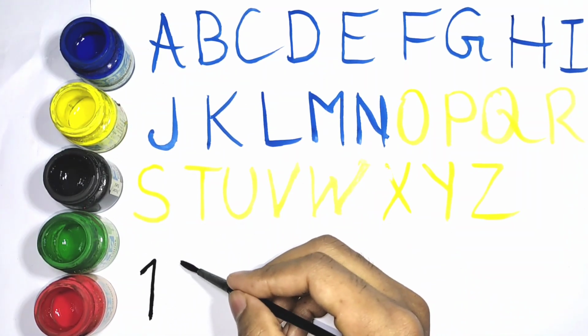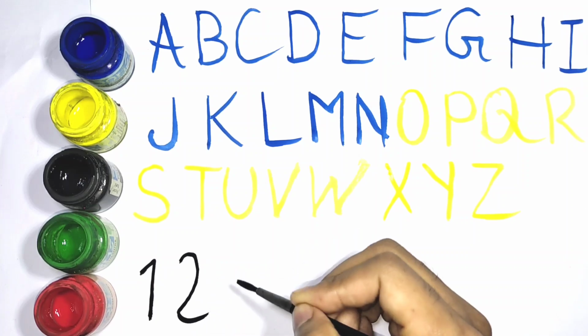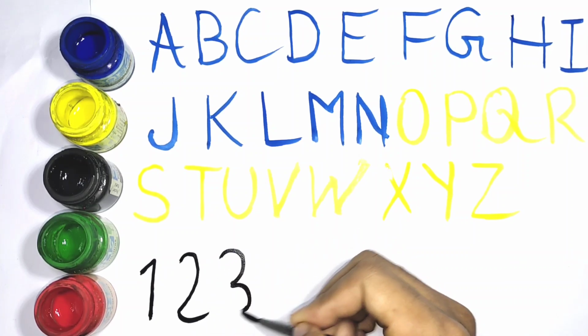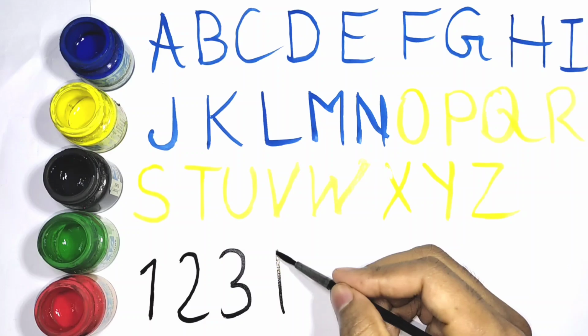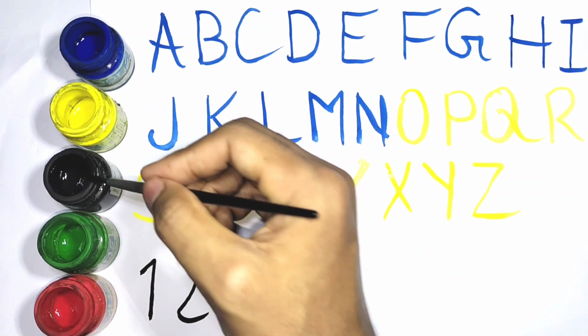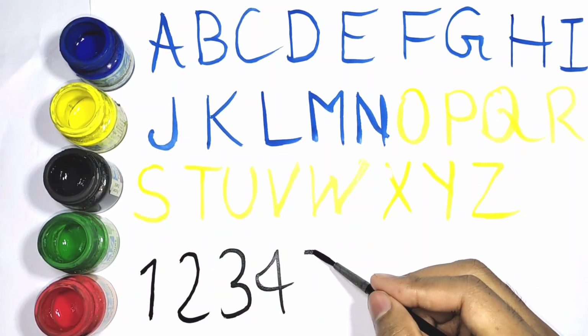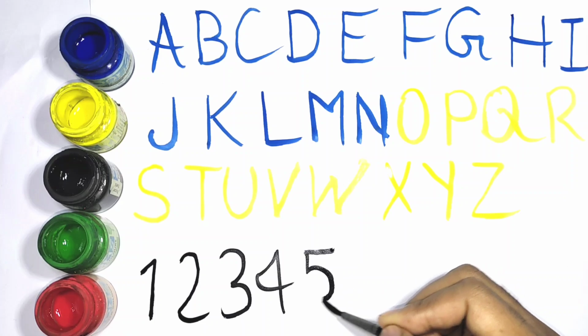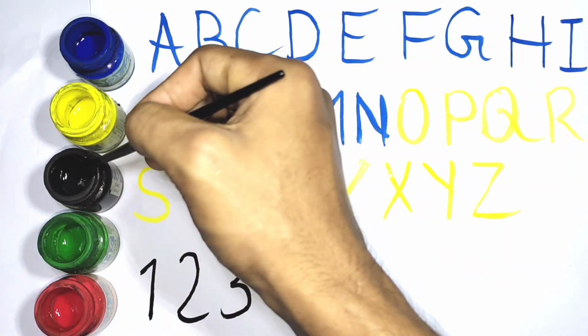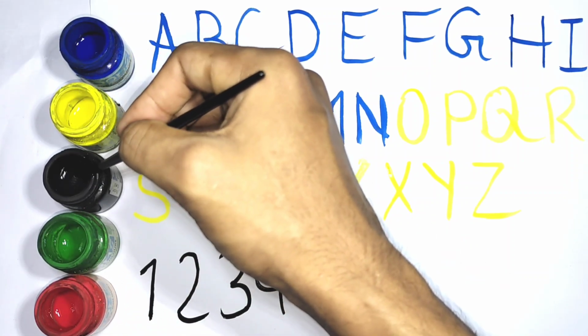The number of 1. The next one is 2. Now we draw the number of 3. And the next one is 4. F-O-U-R, 4. Now we draw the number of 5. F-I-V-E, 5.